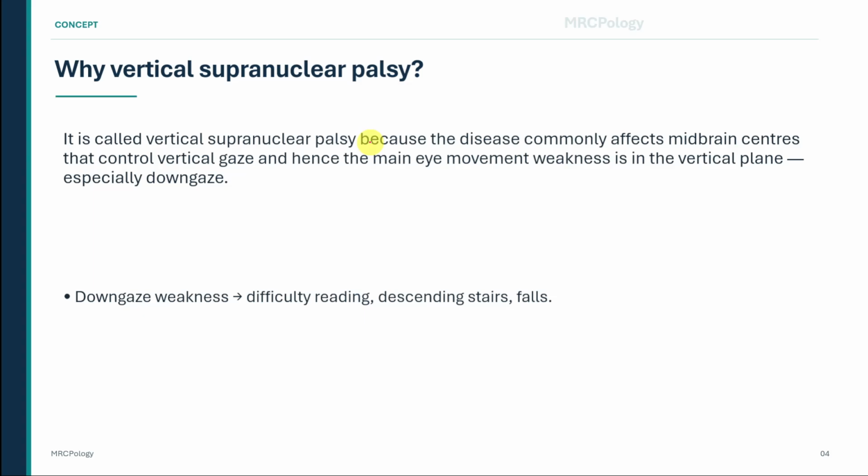A patient has symmetrical axial rigidity and poor levodopa response. You are trying to distinguish PSP from Parkinson's disease. Which 3 clinical clues most strongly support PSP? The answer is early unexplained falls, vertical gaze palsy, especially downgaze palsy, and early bulbar or frontal features such as dysphagia, dysarthria, apathy, or executive dysfunction.